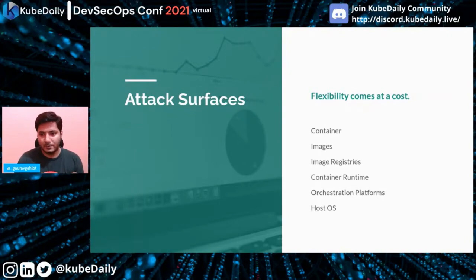So let's start from the top, and the hierarchy is in a way that you're forming a pyramid. The container, which actually has your application running, exposes the least surface area, and your host OS exposes the maximum vulnerability area.